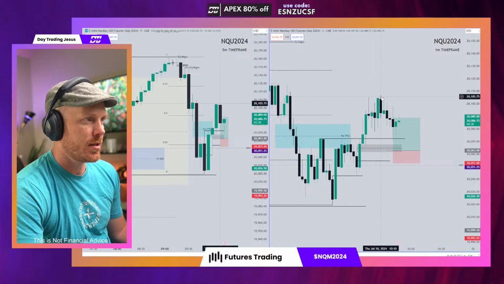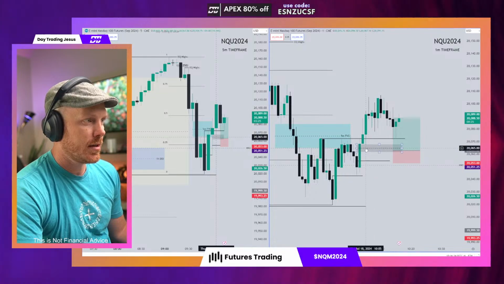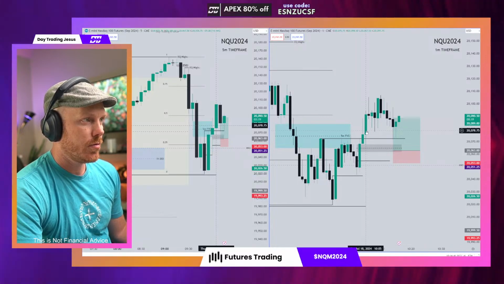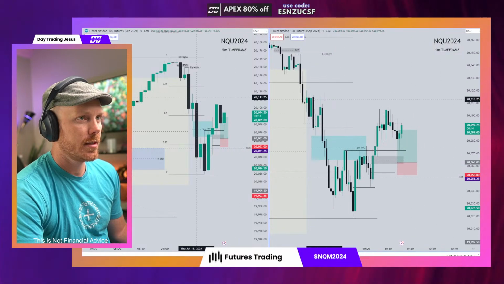This is low resistance liquidity, so tagging this would be nice. We did already tag this fair value gap once, and we did that at the 10:05 candle. So, yeah, that's nice.